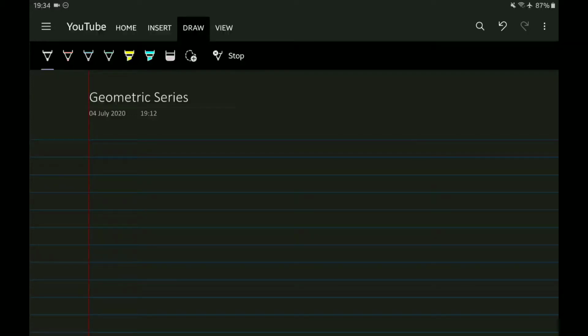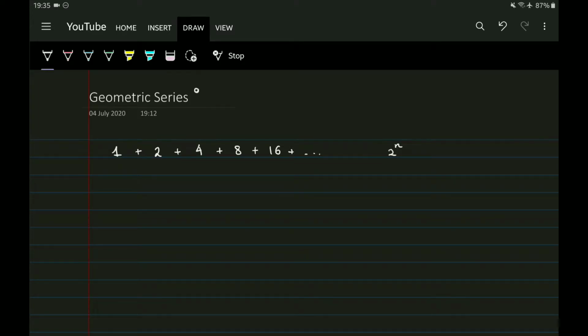Hello. Let's assume that at some point you've been asked to add the numbers 1 plus 2 plus 4 plus 8 plus 16 and so on, the powers of 2, right? So how do you do it? Well, this is something called a geometric series, which you can see up here.